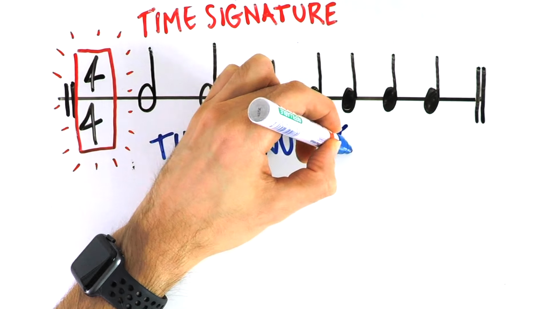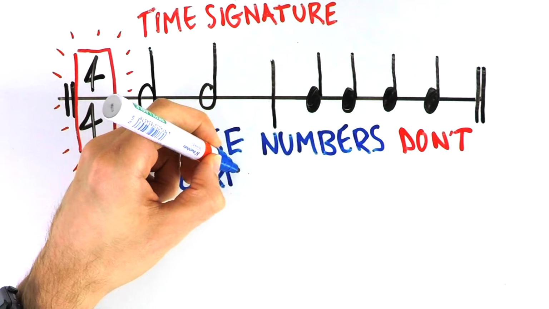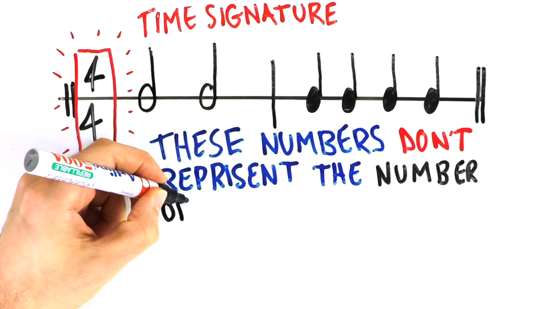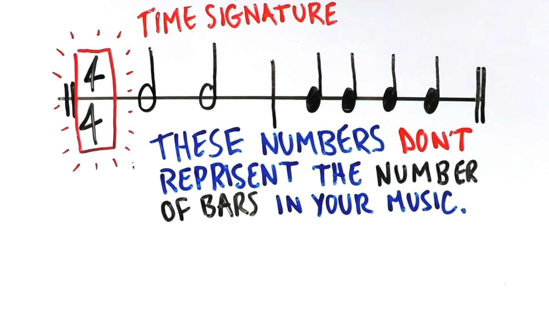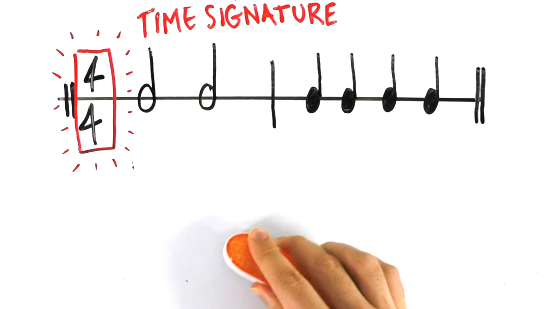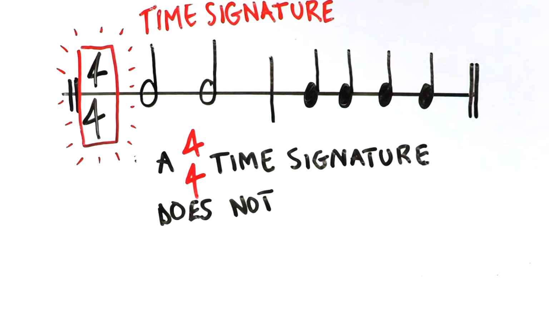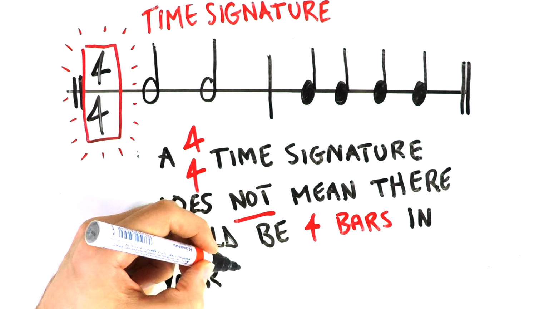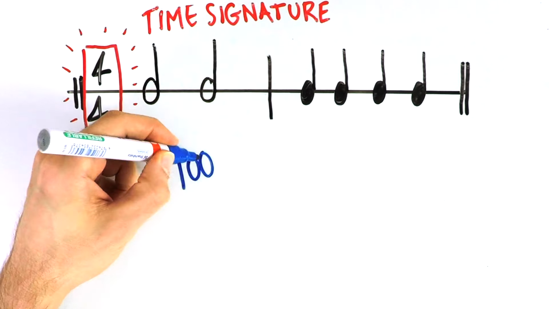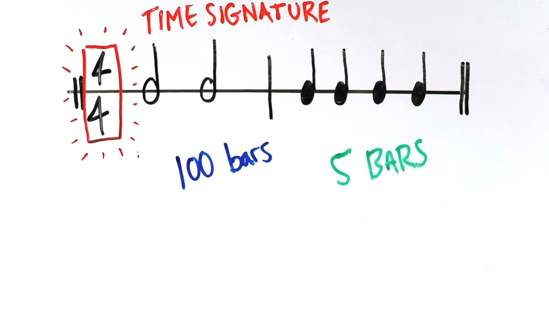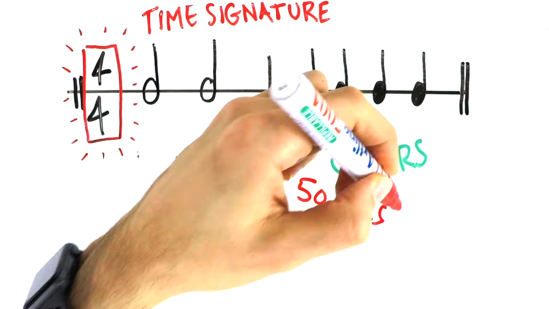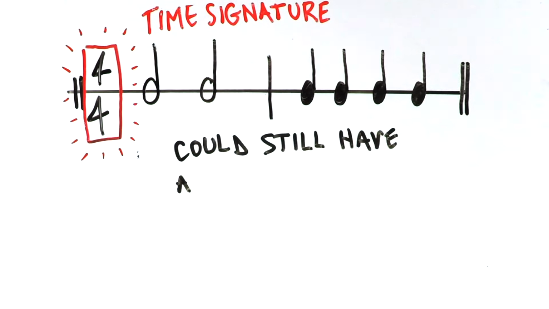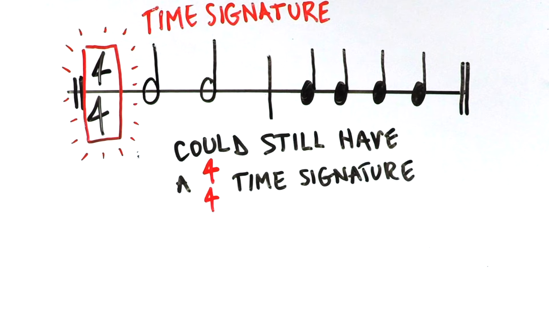And another important thing that you need to know about this time signature is that neither of these numbers will tell you how many bars there are in your piece of music. So the 4 on top or the 4 on bottom does not tell you that there's supposed to be 4 bars in this piece of music. You could have a piece of music with 100 bars or 5 bars or 2 bars or 50 bars, and you can still have a 4/4 time signature. So don't make that mistake.